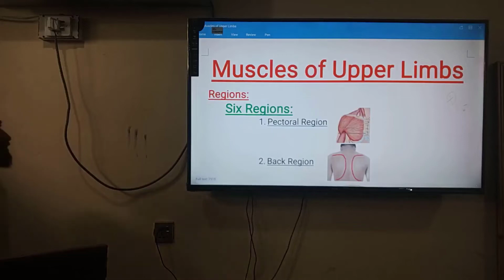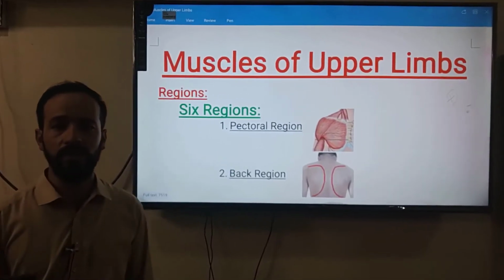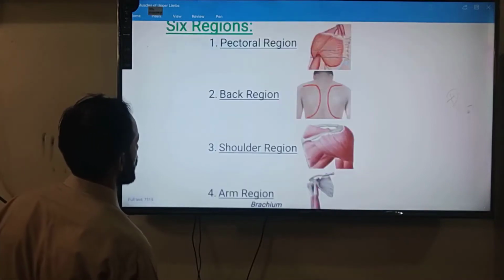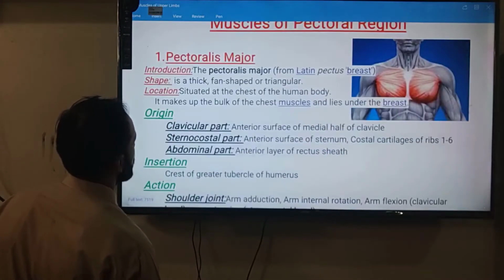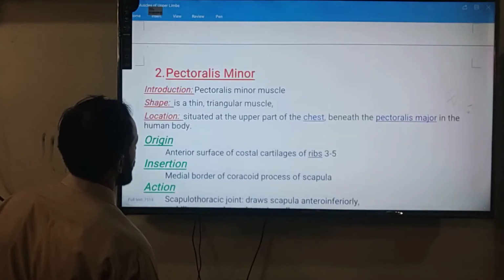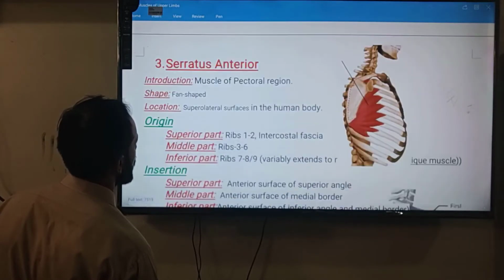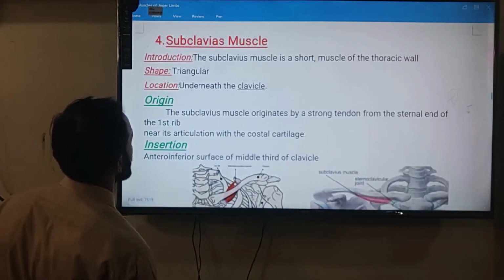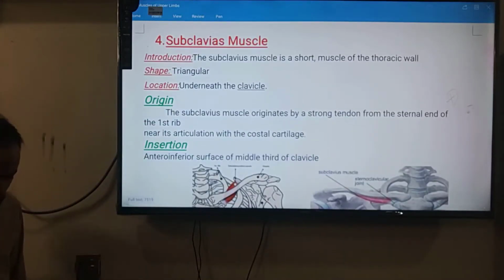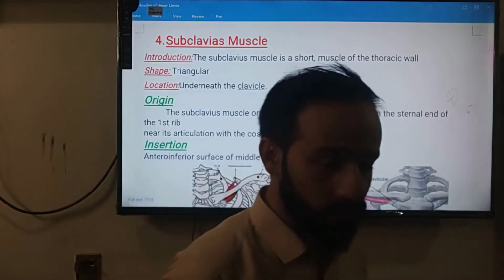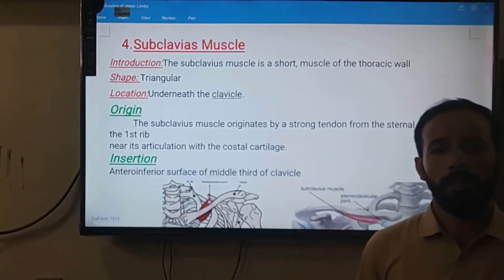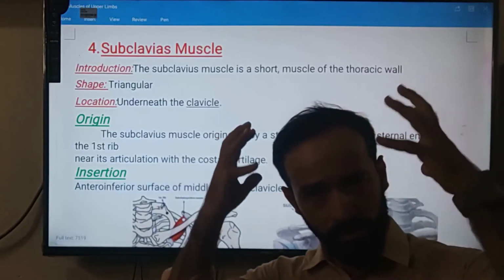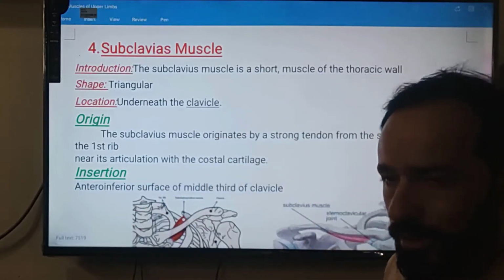Hello my dear friends, we are discussing the muscles of the upper limb. In our previous lectures we discussed the regions of the upper limb, the pectoralis major muscle, pectoralis minor muscle, and serratus anterior muscle. Now in this lecture we are going to discuss the subclavius muscle. We are discussing the anatomy of the skeletal muscles, right? I told you I will discuss each skeletal muscle in detail.